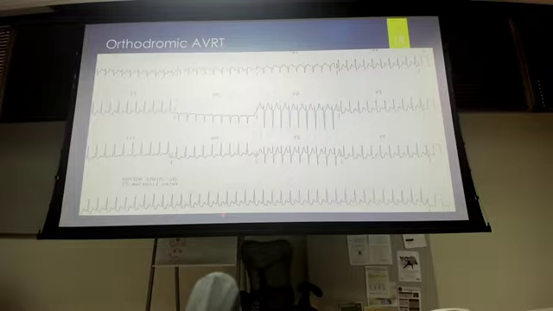What do we not see here? P waves. The P waves are probably there, but we're so fast that we can't get a good view of the P waves. Sometimes it's kind of obvious that they're pushed into these QRS complexes. But the bottom line is we don't see any obvious P waves, and the rate is pretty darn fast. Okay, 150, 250 or so is our rate.